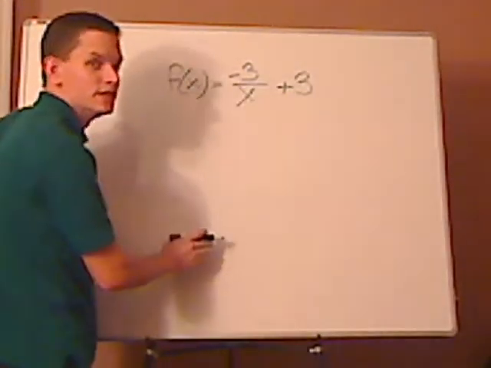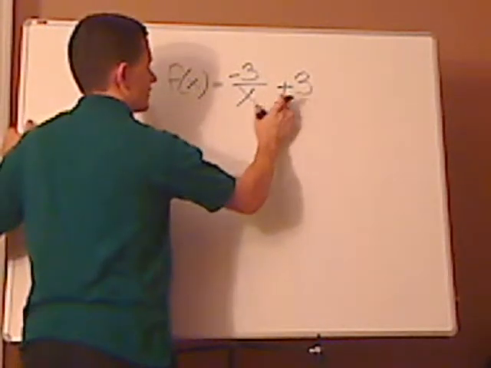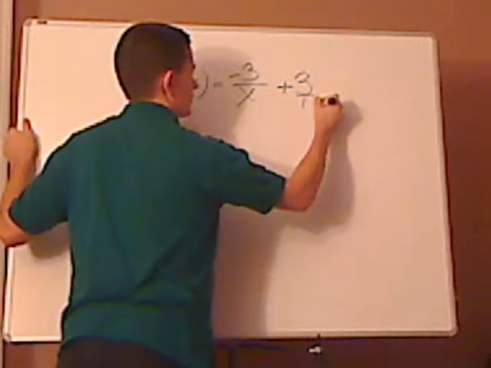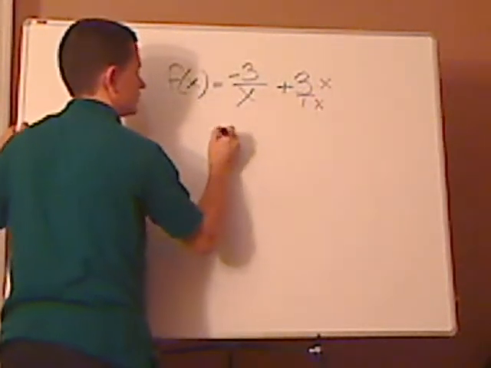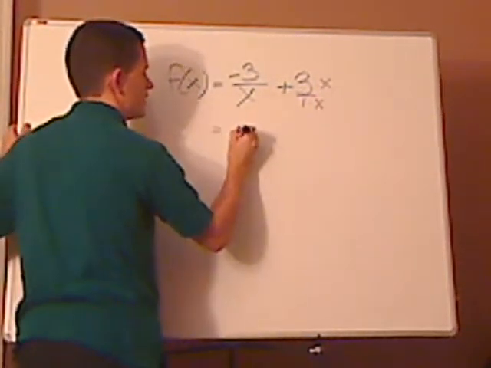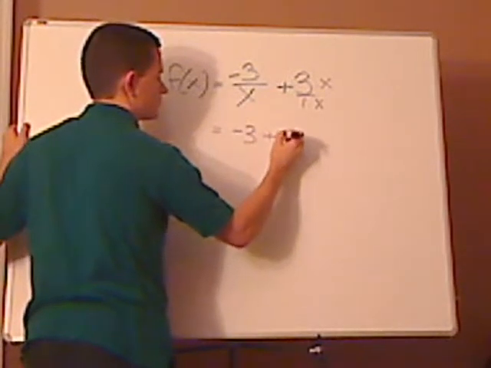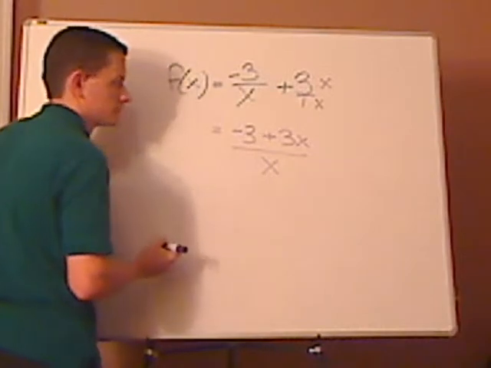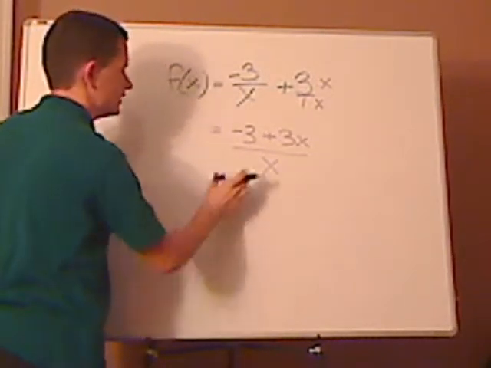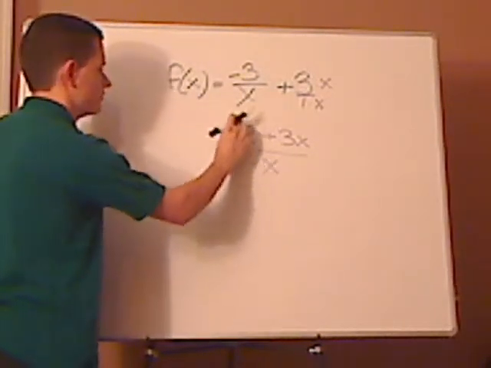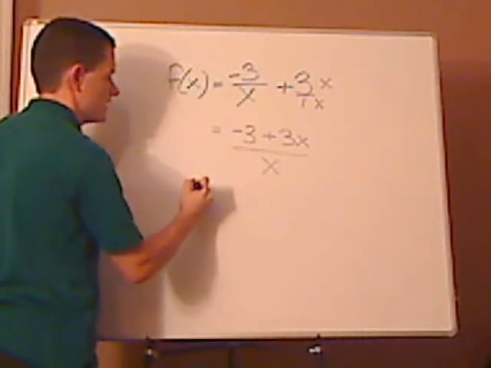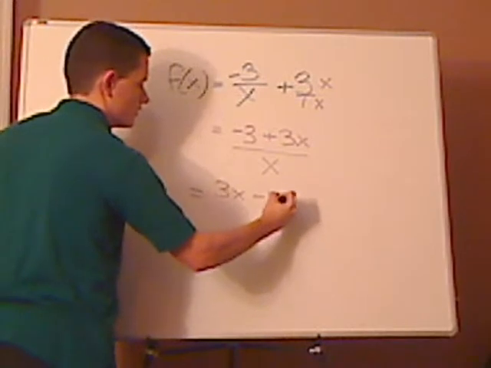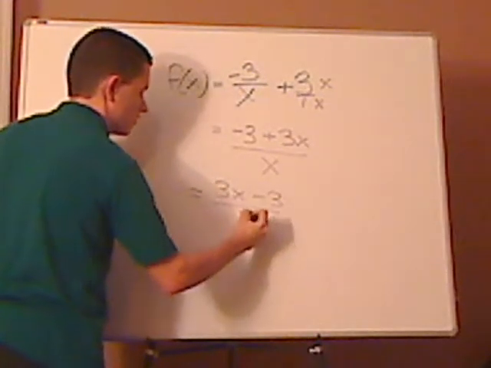First, find the LCD. When you find the LCD, which is here, it's x, multiply the top and the bottom by x, combine them, so now you have negative 3 plus 3x all over x. Now what I would do is I would rearrange it, put both the numerator and the denominator in descending order. So now that becomes 3x minus 3 over x.